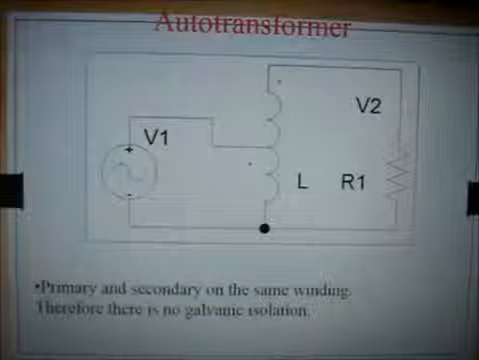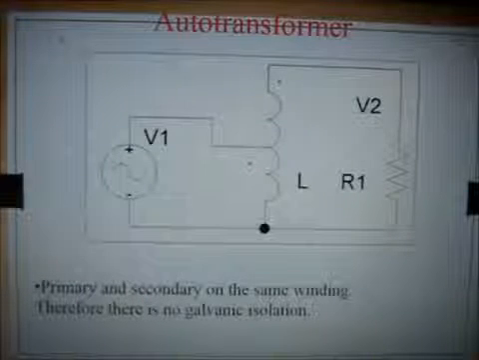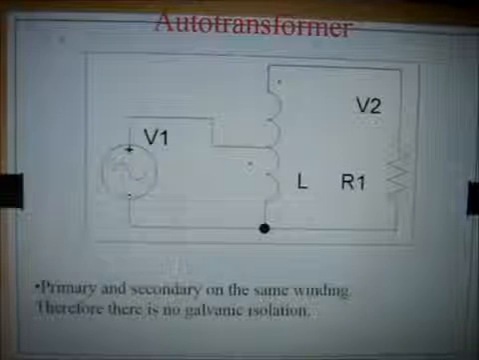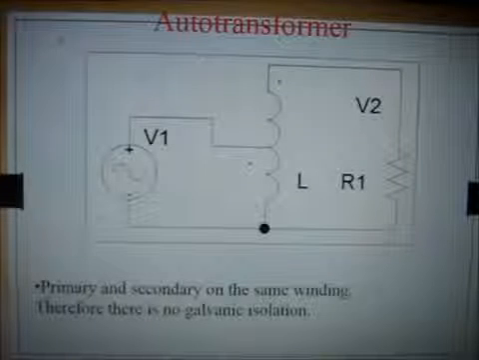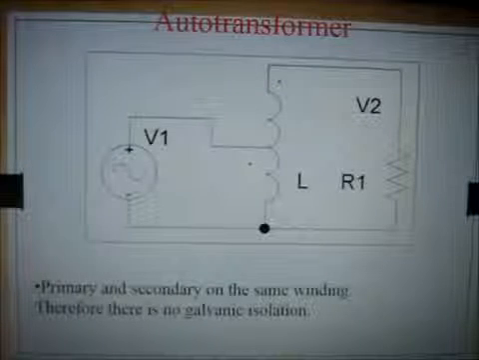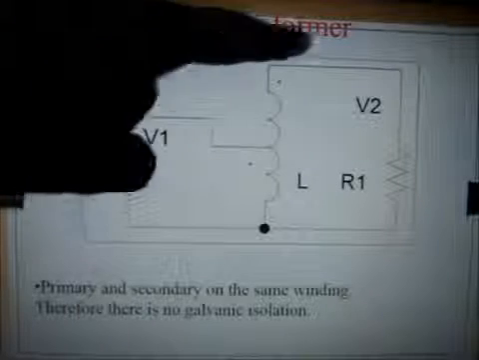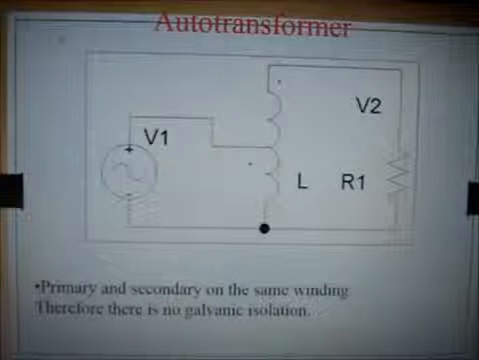Now there is an important type of transformer. I will give you just a brief idea. That is the auto transformer. Before, we read about the transformer in which the primary and secondary windings are separated from each other but magnetically coupled. But in this case the primary and secondary are on the same winding. The primary and the secondary are on the same winding, and this is named the auto transformer.